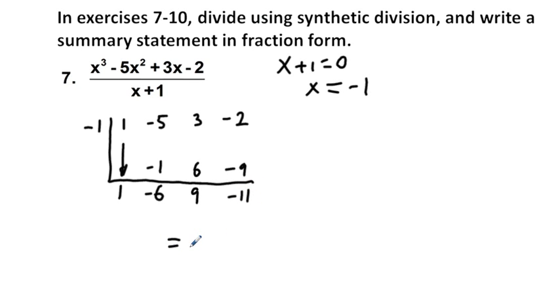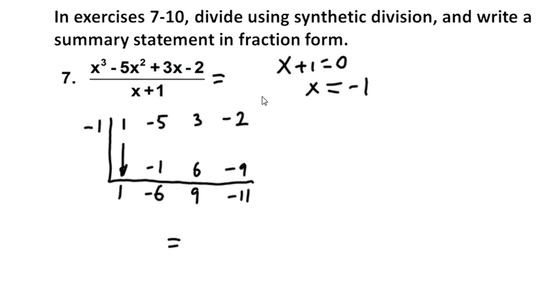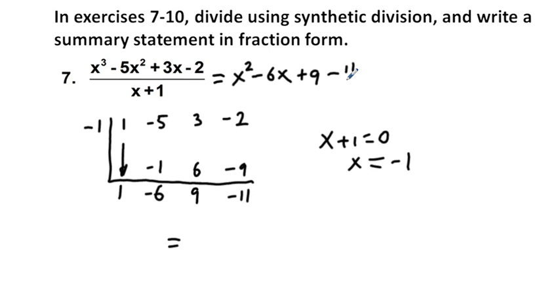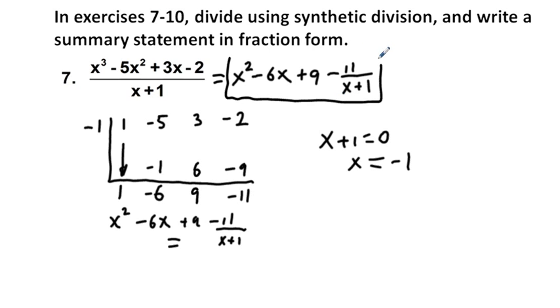And so our answer, the way the book has it for the summary statement, is this function equals, and to get our summary statement, I'm just going to relocate all this here. So for the summary statement, I'm going to put x squared minus 6x plus 9 minus 11 over our divisor, which is x plus 1. So we have x squared minus 6x plus 9 minus 11 over our divisor. So this will be our answer for problem number 7.